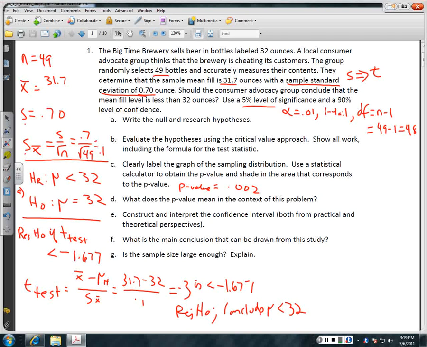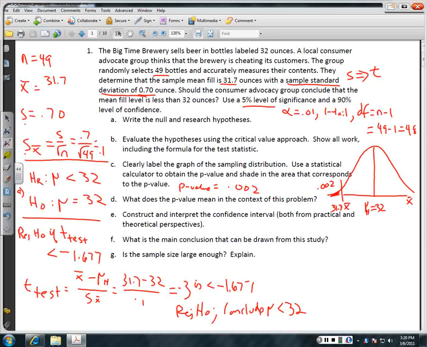So to draw the sampling distribution of that, it's going to be really similar to what we had previously. H0 was that we had 32 here. We actually found a sample mean of 31.7. And this area out here is the p-value, 0.002. The reason it's down here is because we have a one-tailed lower.